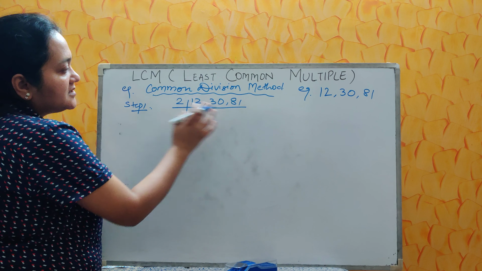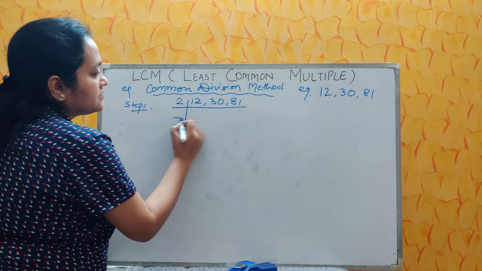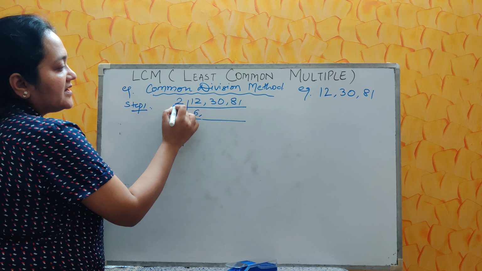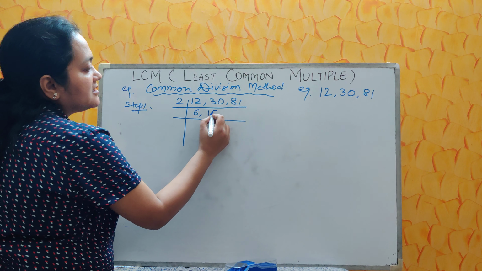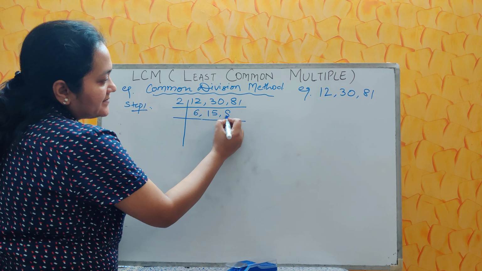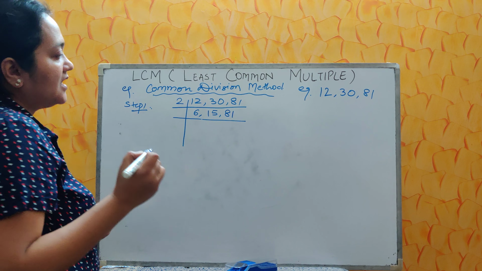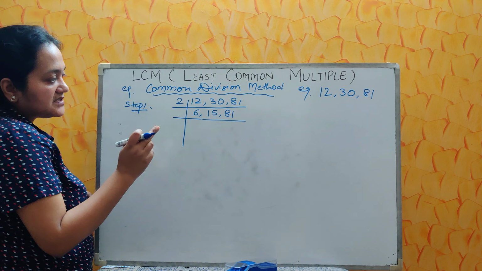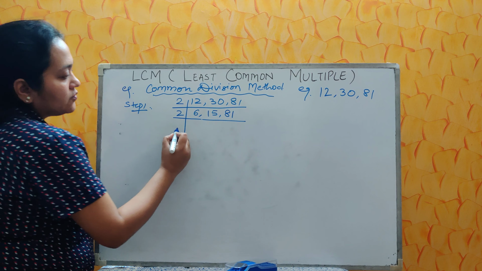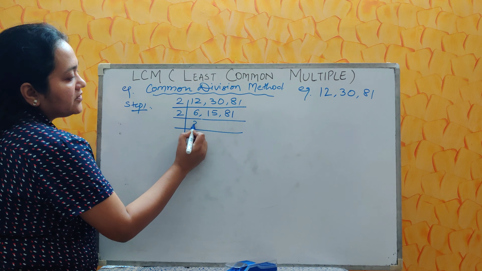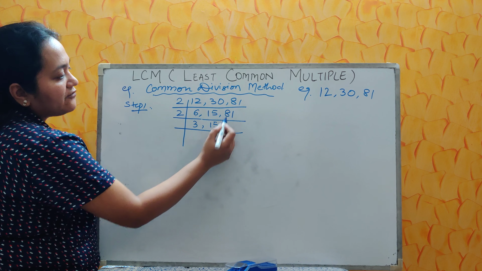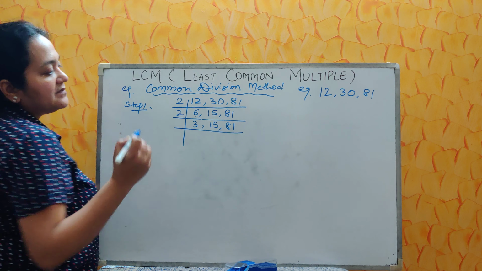I know there are some numbers which are divisible by 2. 12 divided by 2 is 6. 30 divided by 2 is 15. 81 is not divisible by 2, so it will be carried forward. Again, I can see a 6 here which is divisible by 2, so again I am going to divide it by 2. 2 into 3 is 6. 15 is not divisible by 2, so it will be carried forward. Similarly, 81 will be carried forward.